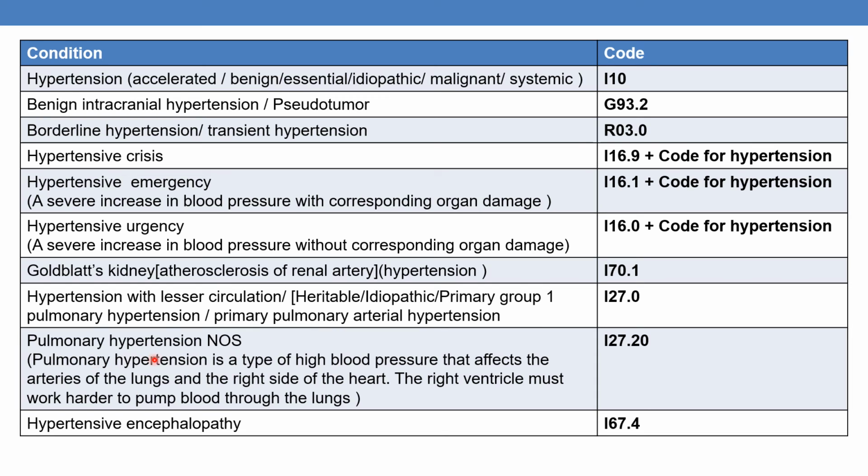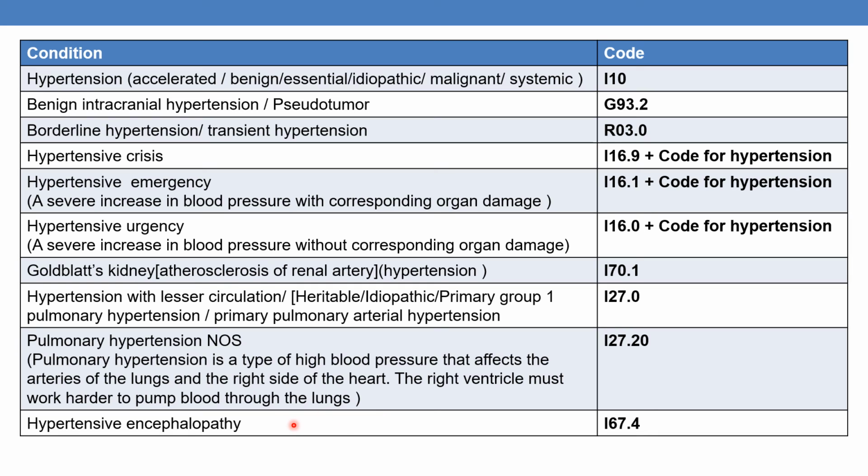Next, coming to pulmonary hypertension NOS. When the physician simply documents pulmonary hypertension, you need to code I27.20. I27.0 is for primary pulmonary arterial hypertension, and for pulmonary hypertension NOS, the code is I27.20. Now coming to the definition of pulmonary hypertension. Pulmonary hypertension is a type of high blood pressure that affects the arteries of the lungs and the right side of the heart. In this case, the right ventricle must work harder to pump blood through the lungs.